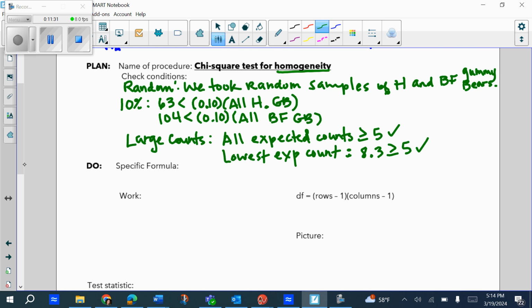Okay, then we get into step 3, which is the do part of this. So we're going to start with the equation. So your equation is the chi-square test, oh, excuse me, the chi-square test for homogeneity. It's our chi-squared is the sum of, and then we have our observed minus our expected, and the difference is squared. And then those get divided by the expected. And then we add those all up.